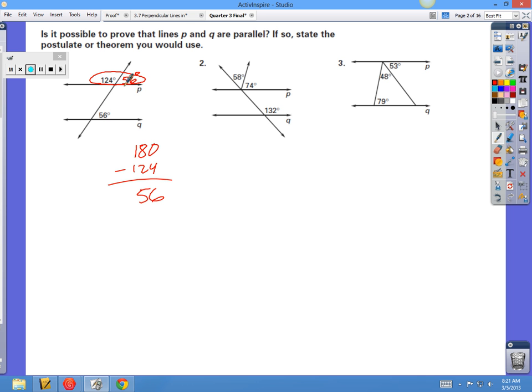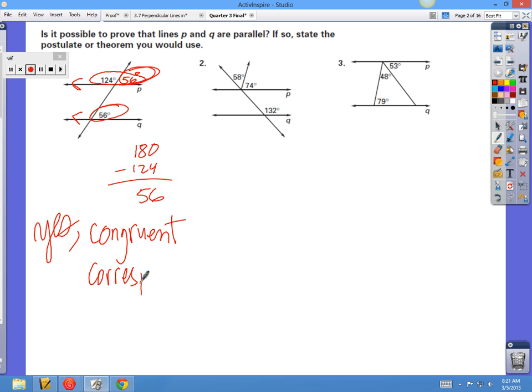Okay, now check this out. This angle and this angle are both in the top right, so they're in the same location. They're corresponding angles. So your answer is yes, they are parallel, because parallel lines have congruent corresponding angles.